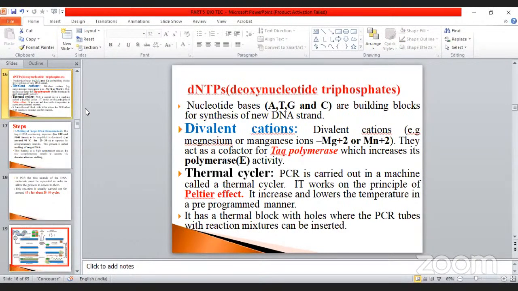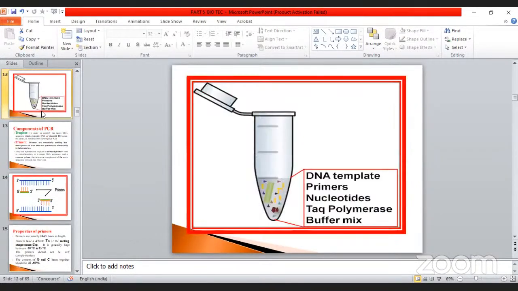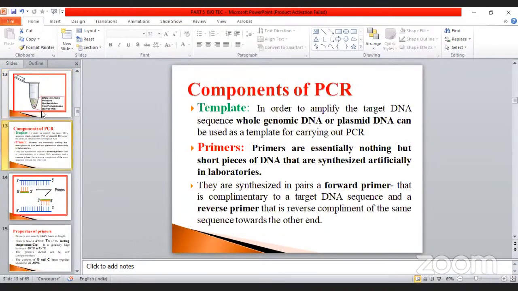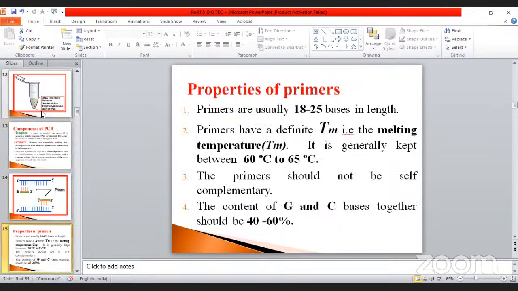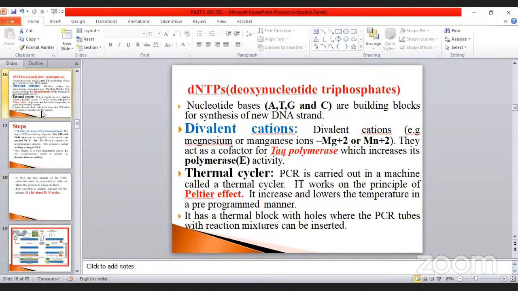Last class, what are the things we already discussed in biology classes? You already know, isn't it, my dear? So, what is meant by PCR? What are the components of PCR we already studied? First of all, template and primers, and then the properties of primers, and it is an energy requiring process.